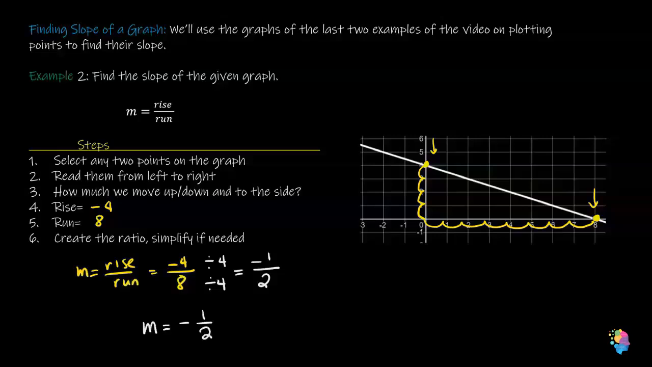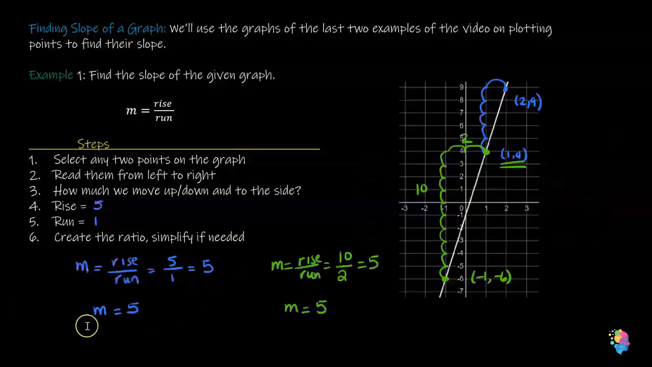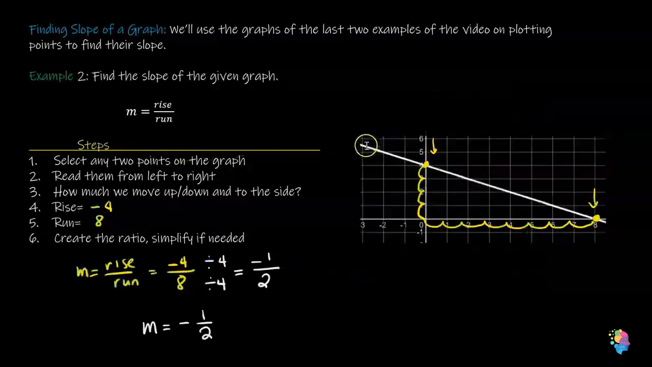-1 over 2. Now notice how in the previous example, the slope was positive and the line rose from left to right. And in this example, the line falls from left to right and the slope is negative. Let's try two more examples to see how they differ from these.